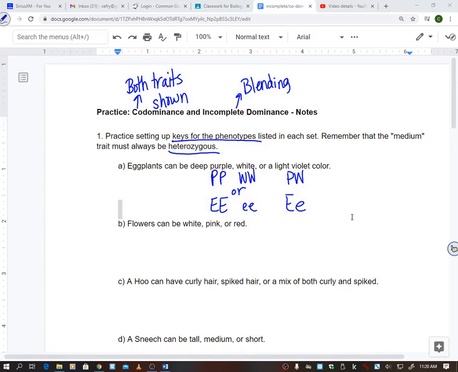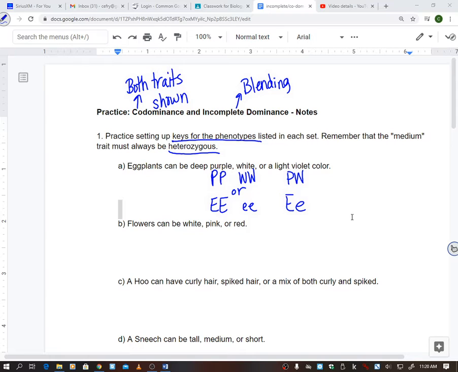All right, so flowers can be white, pink, or red. So I'm like, ooh, there's three different traits here. Three different, what are called alleles. Alleles are on a chromosome, and all these different alleles kind of determine what your genetics are. So I have a white allele, a pink allele, and a red allele. So I see that there's three, so I know it's going to be one of these. So which one is my in-between trait?